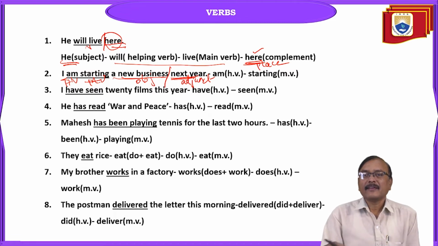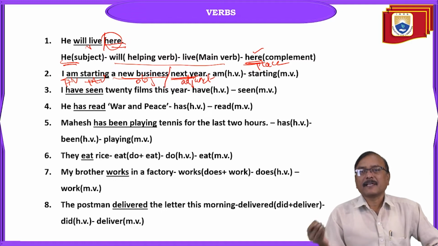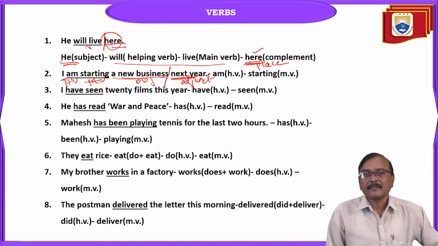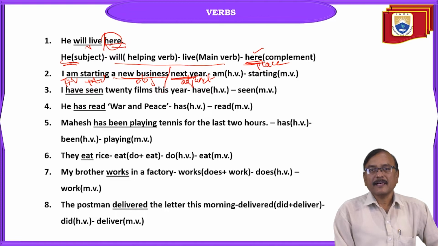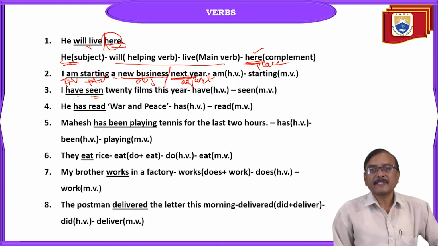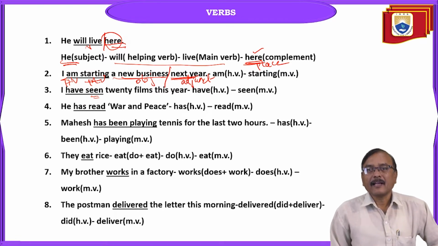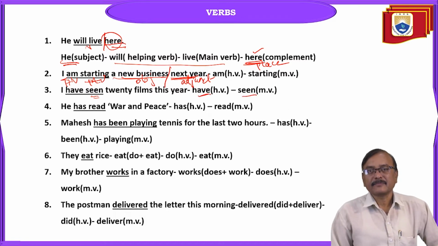Okay, we will go forward here. First, we shall focus on verbs, then we will come to the definition of subject, verb, object, complement. Is it clear? Okay. First, concentrate on the verbs. I have seen 20 films this year. Have seen. Here the main action is seen, and the supporting verb, have, is called the helping verb. Seen is the main verb and have is the helping verb.